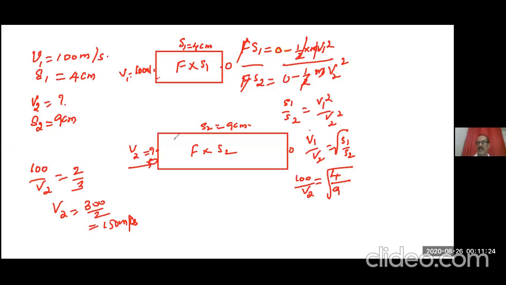So what is 0 in this case? Final velocity. The question says it is just able to penetrate. Just able to penetrate means kinetic energy becomes 0 here. So your main idea: work done is equal to change in kinetic energy.